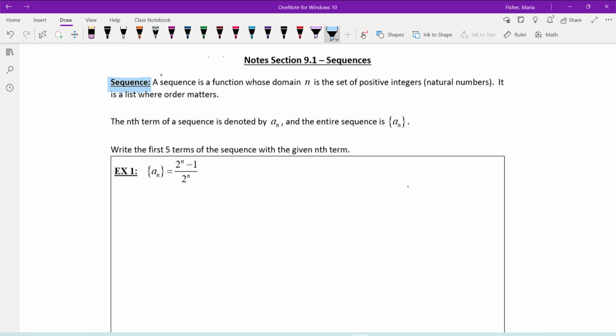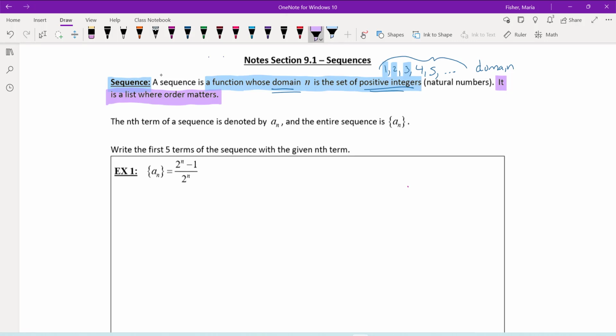We say that a sequence is a function whose domain n is a set of positive integers or natural numbers. What that means is that the numbers that you plug in, the domain, are things like 1 and then 2, 3, 4, 5, etc. Those positive integers are natural numbers. This is the domain of your sequence. You can also think of a sequence as a list where order matters. So a sequence is just going to be a list of numbers where for your first number you inputted a 1, your second number you inputted a 2, your third number you inputted a 3, etc.